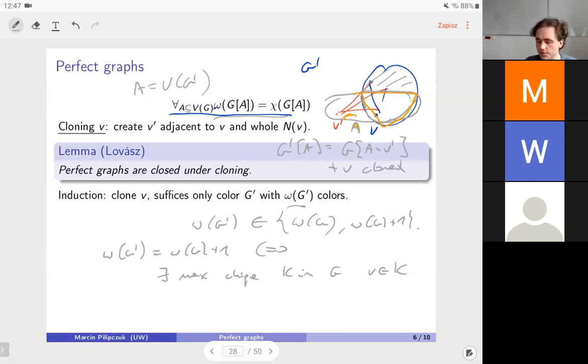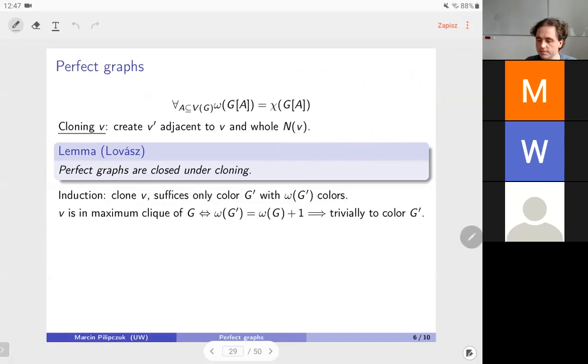Now the observation is that if it grows by 1, then it's trivial to color G prime, because you have one extra color. You grow the clique size omega by 1, so you have one extra color. So you can just color V with its own private color, like red, and color the rest with the remaining omega colors. So this is the trivial case.